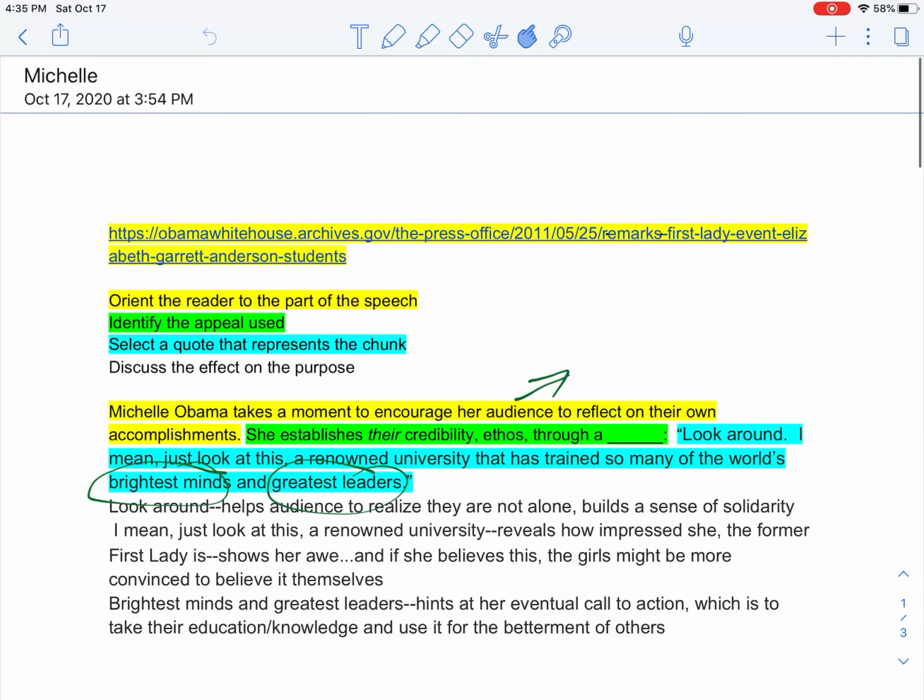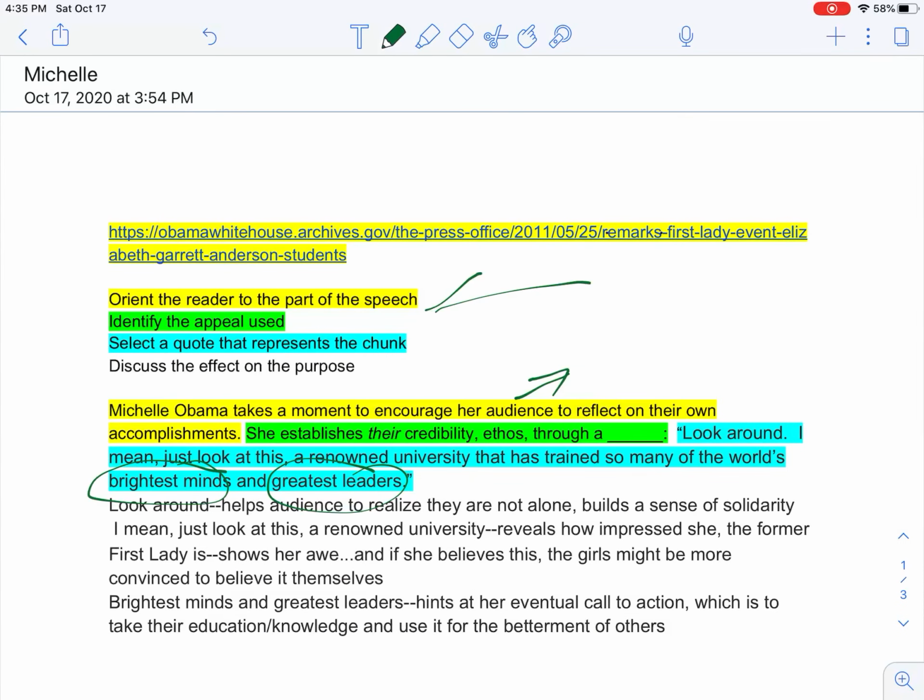this is what you'll do right here. You'll orient the reader to that section of the speech, the gist of what's going on. Maybe it takes a few words. Maybe it takes a sentence or two. It's not really a length as much as it is a checklist item. Then you need to identify the appeal that is used.